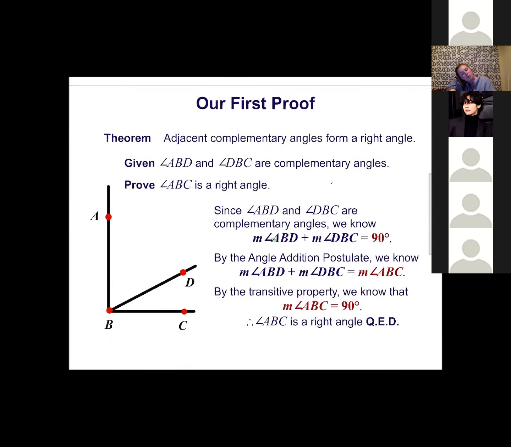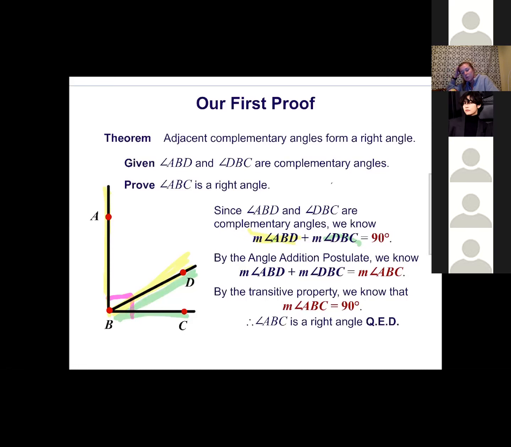If we look at this proof right here, we're going to look at the bottom part. It's talking again about adjacent complementary angles, and it says that ABD and DBC are complementary, which means that these equal 90. What it doesn't do is highlight for us. So we can start with ABD, which is right here. If we add that to DBC, this angle, they're going to equal 90 together.